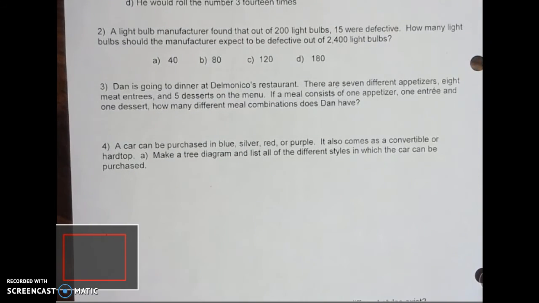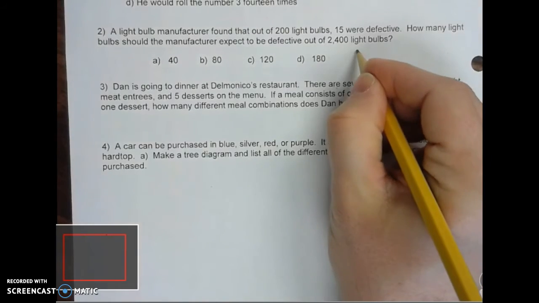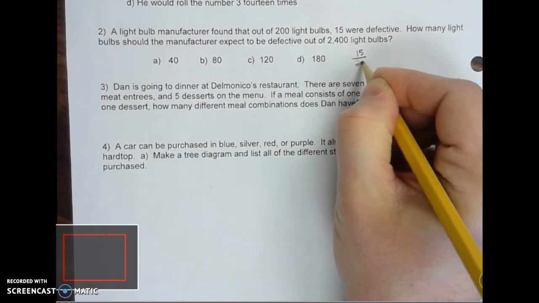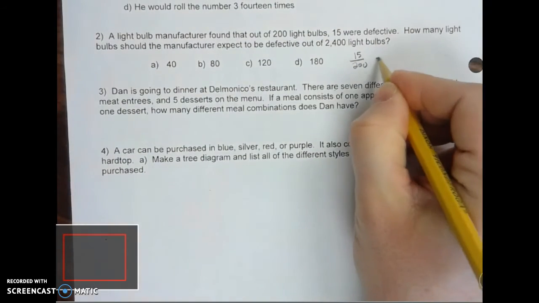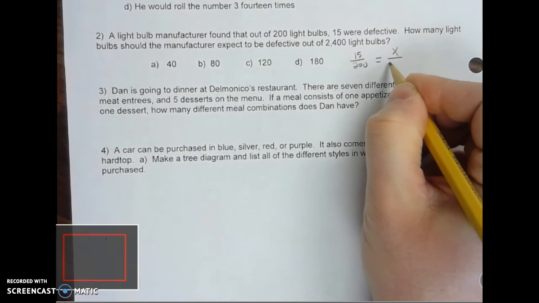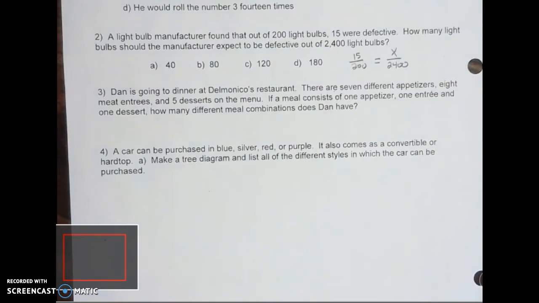In question 2, a light bulb manufacturer found that out of 200 light bulbs, 15 of them were defective. Then how many light bulbs should the manufacturer expect to be defective out of 2,400 light bulbs? So again, we're going to use our experimental probability to make a prediction out of the total 2,400 light bulbs. Well, we knew that 15 out of the 200 were defective, and we're trying to figure out how many out of the total 2,400 were defective.